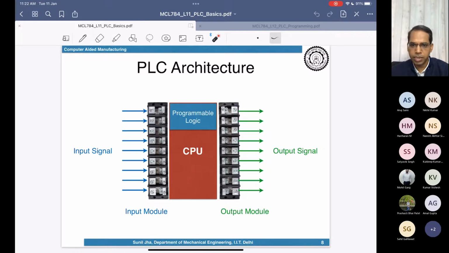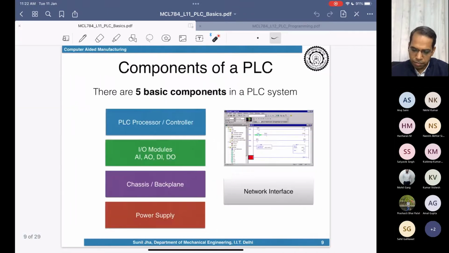Output side, obviously. So that is good. You understand fairly little bit of that part, and we will just again brush up those fundamentals so that we'll understand how we will be using this PLC in the machines as well. So basic components, if you look at the PLC system, you will be having the PLC processor and the controller, as I was explaining to you.